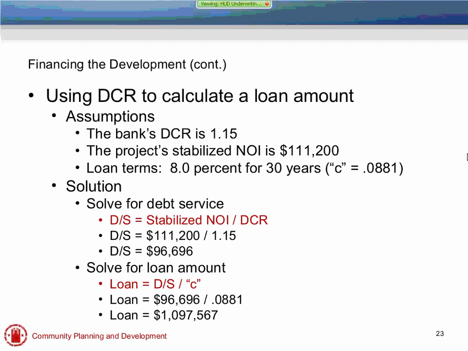And from there, we switch the numbers around to determine our loan. So our debt service of $96,696 divided by the constant, which the lender has given us an 8% term of 30 years, means that the loan that we can afford is $1,097,567. And so on that actual almost $1.1 million loan, our debt service, what we actually have to pay on an annual basis, will be the $96,696.